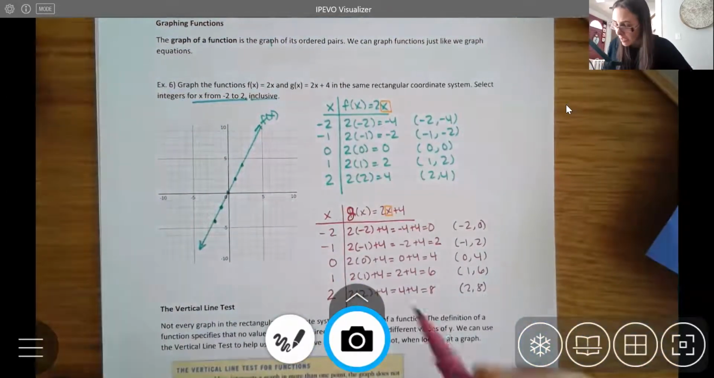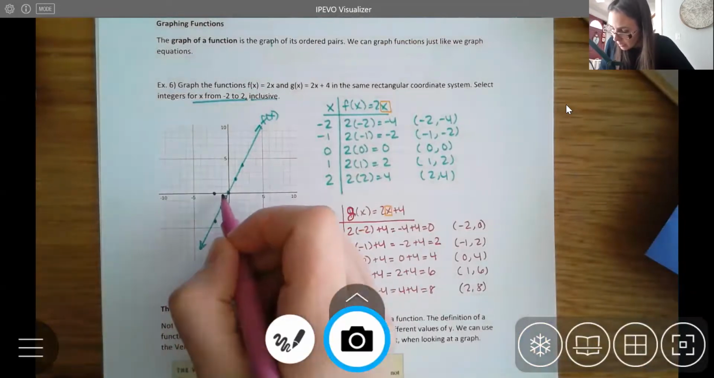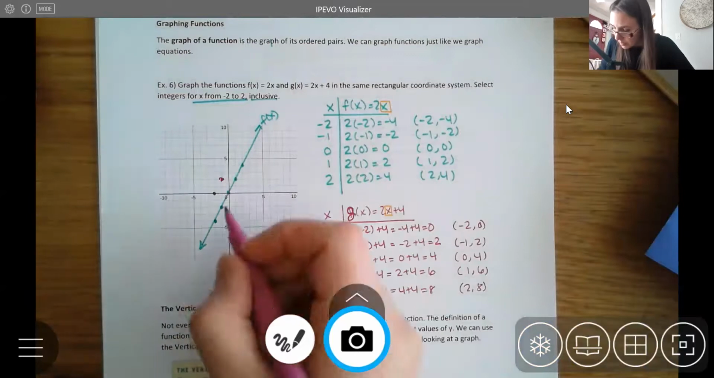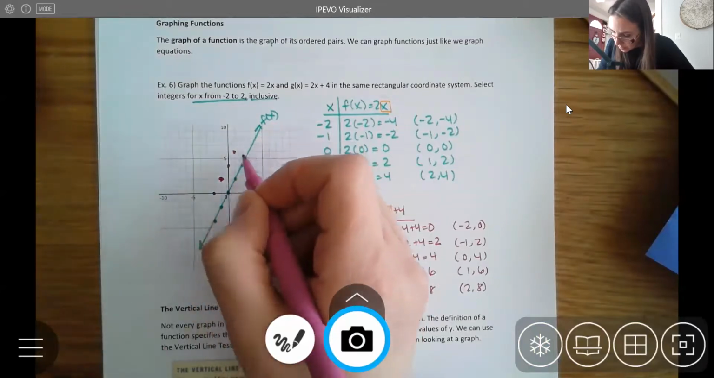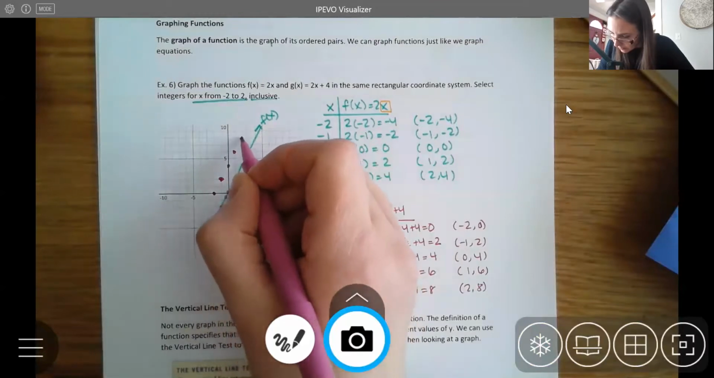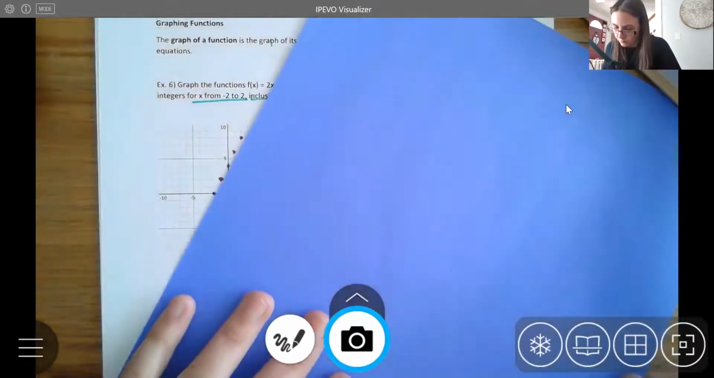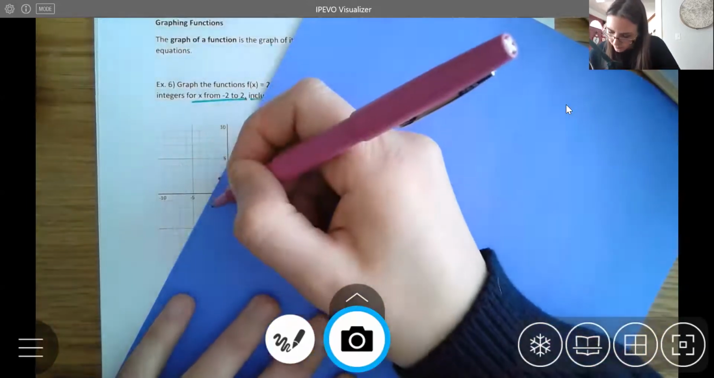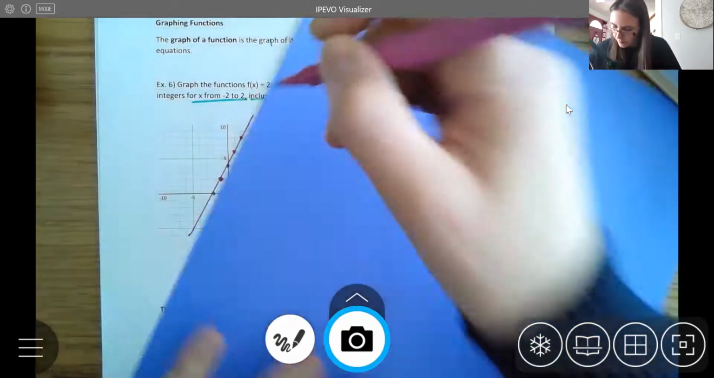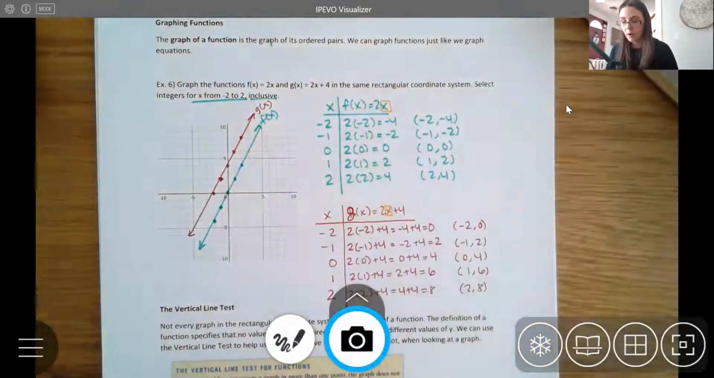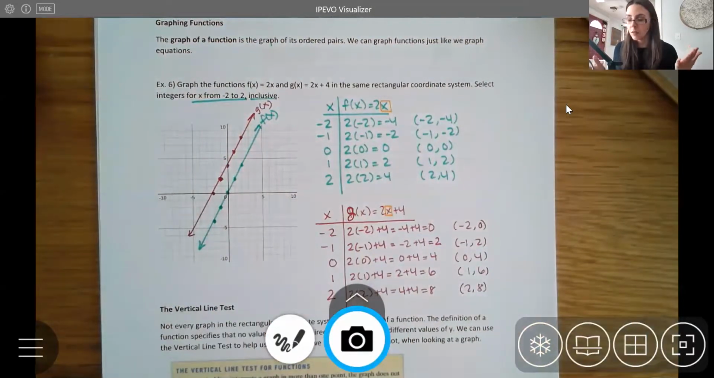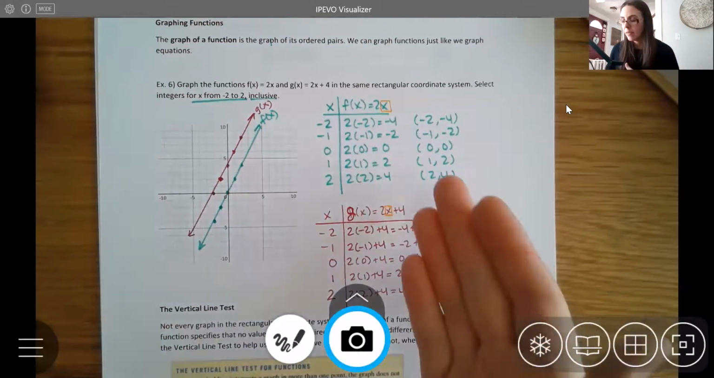And then for my other example, I'm at -2, 0; -1, 2; 0, 4; 1, 6; and then 2, 8. So let me see, 2, 5, 6, 7, 8. And there are my two functions graphed. So nothing new really, just working with that function notation and just kind of getting used to switching back and forth between the function notation and the regular y notation.